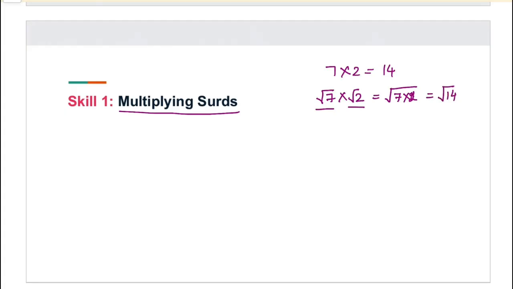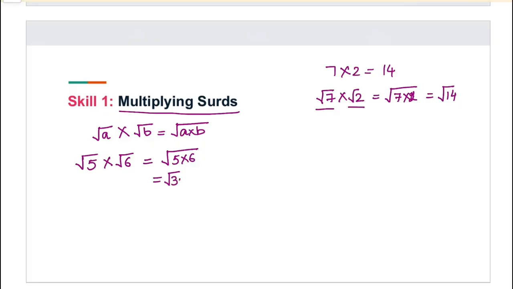So we can say that square root of the first number times square root of the second number will give you square root of the first number times the second number. Let's do one more example: square root of 5 times square root of 6. The answer will be square root of 5 times 6, that gives us square root of 30.